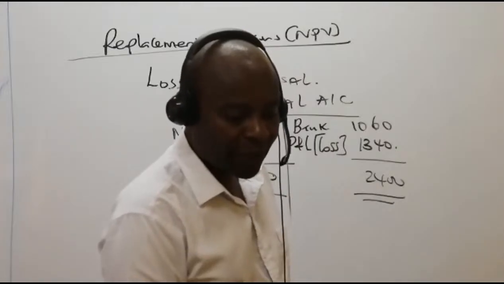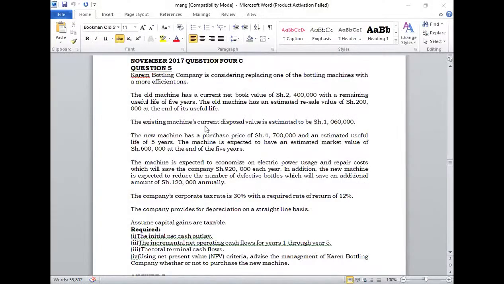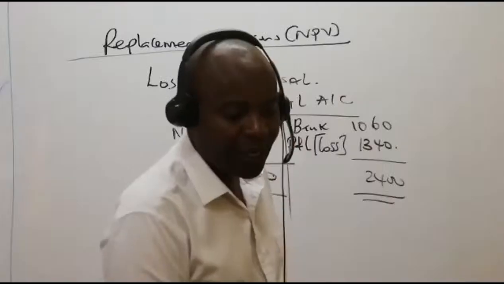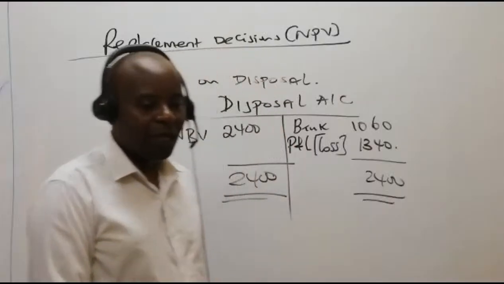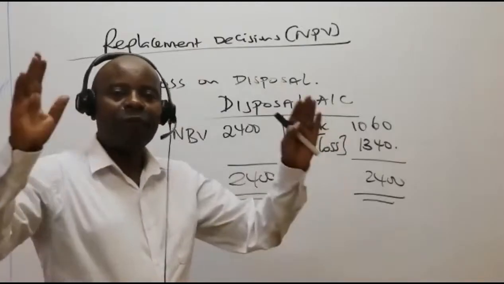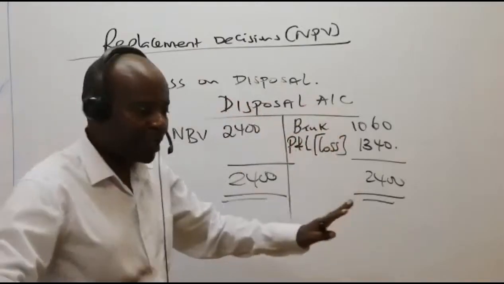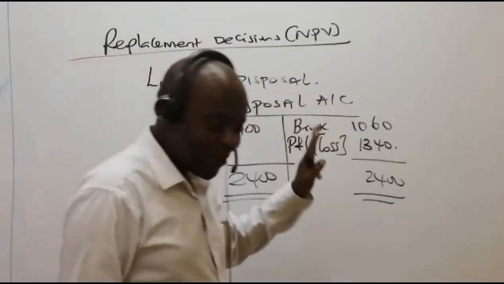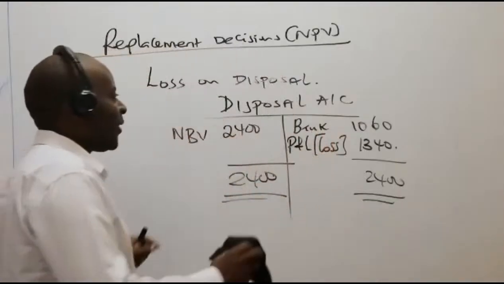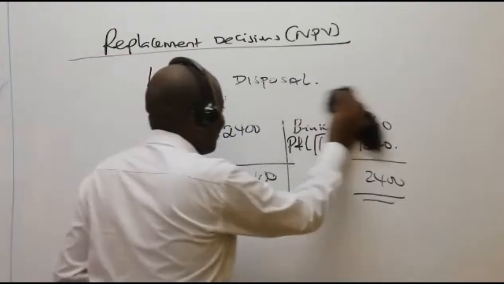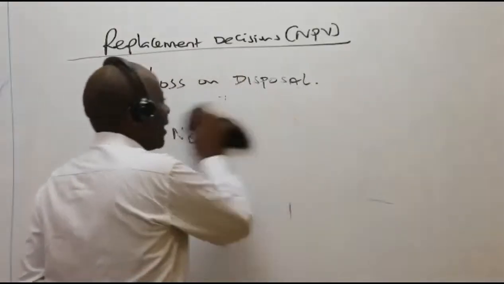So ladies and gentlemen, you can see the existing machine's current disposal value is 1060. The 200,000 is a resale value should we consider going to the end of the useful life. So ladies and gentlemen, this is quite important for me. So in this case here, we have a loss of what here? 1340. That is very important. Of course, I don't expect you to do this in financial management. In financial management, if you do it this way, I'll not be very happy with you.